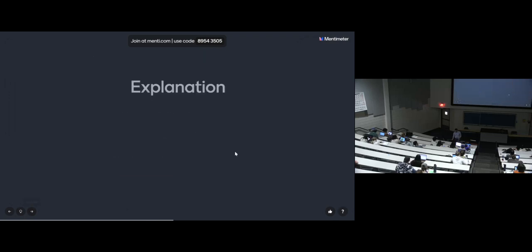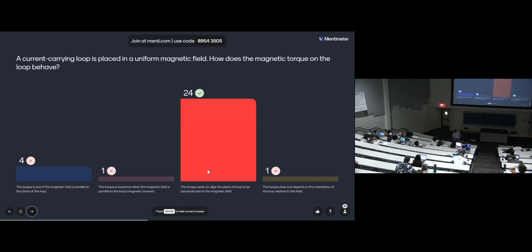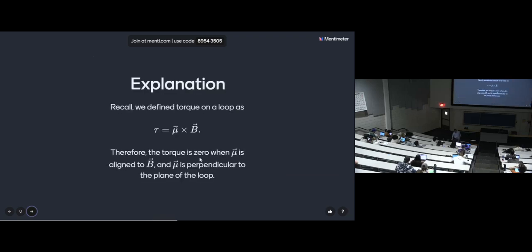For the explanation on the correct answer, we recall that torque on a loop is mu cross B. Therefore, torque is 0 when mu is aligned to B. Torque seeks to align the plane of the loop, so basically it's trying to get these two things to be lined up such that the torque is 0. The torque is always non-zero and will always force the magnetic moment towards being parallel to B if they are not already aligned.